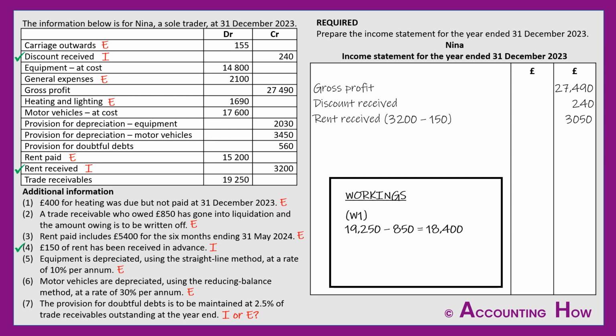And then if I go to point number 7, the provision for doubtful debts is to be maintained at 2.5% of the trade receivables outstanding at the year end.